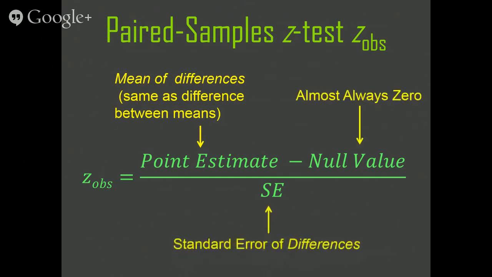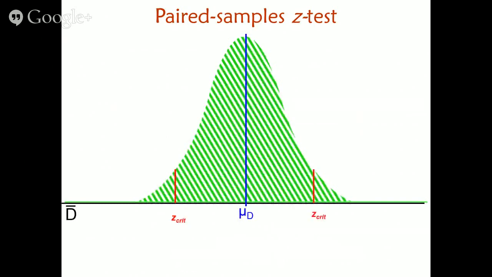So this is almost always 0, and we've got a standard error here. So we set it up the same way. We have a z distribution, or as we'll see in a minute, a t distribution. Now, note down here, this is not x bar 1 minus x bar 2.